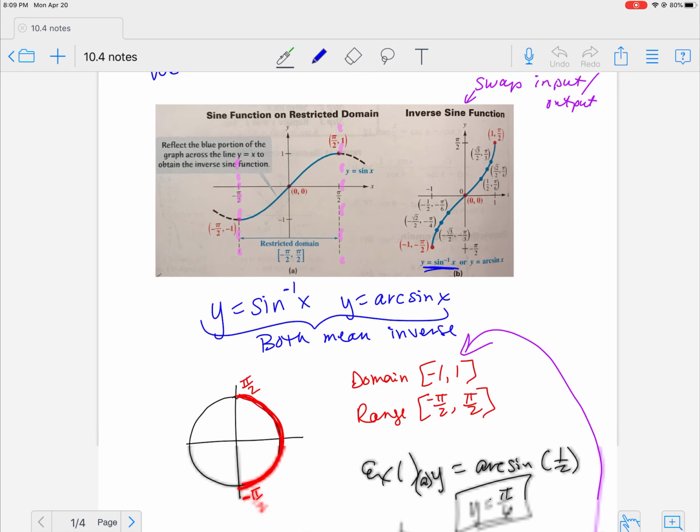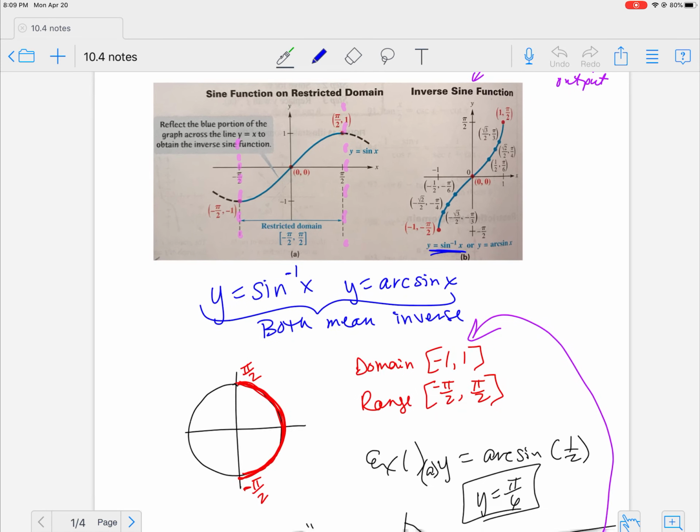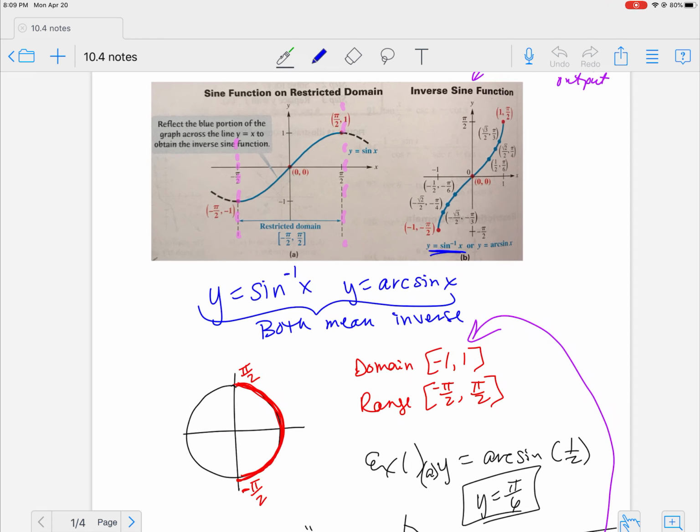I'm going to scoot this down here because this is going to make an impact right here. Goodness, I got a frog in there.